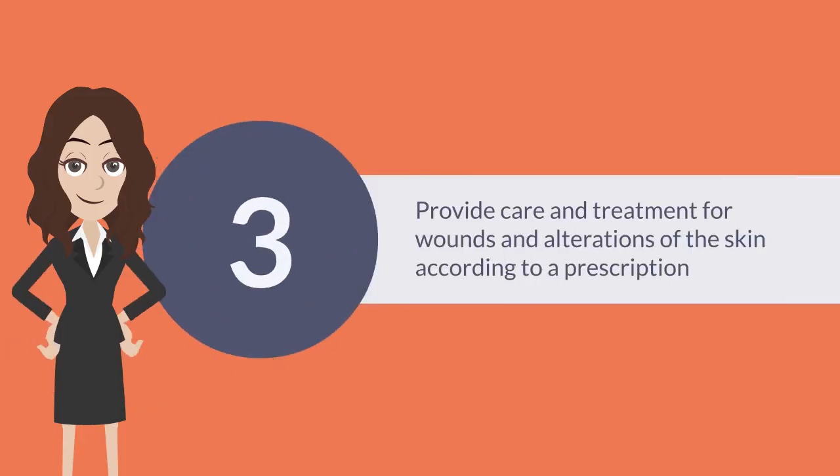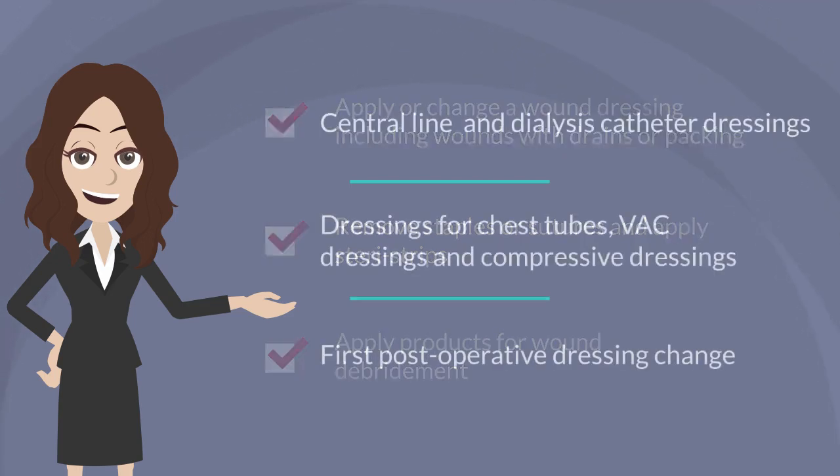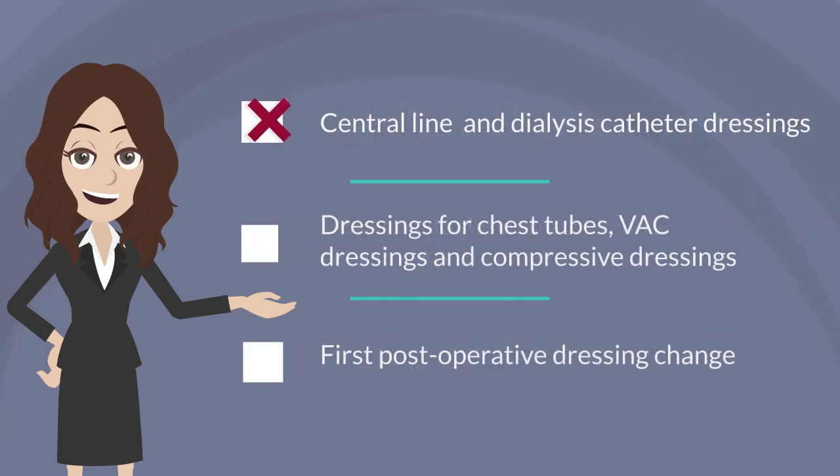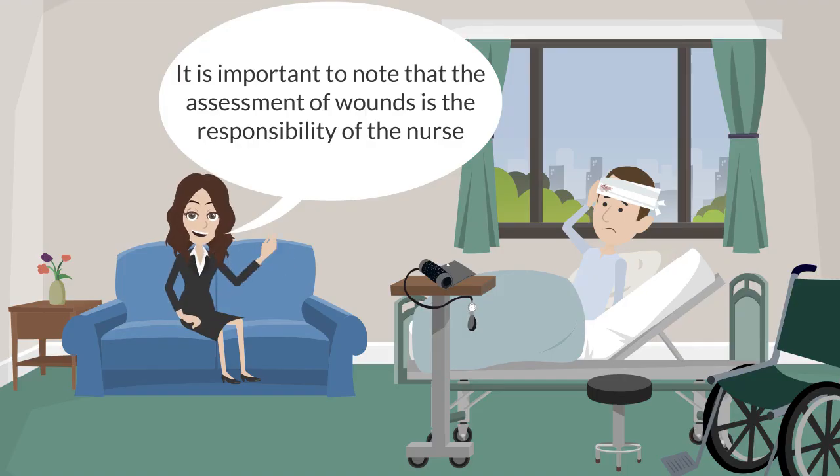3. Provide care and treatment for wounds and alterations of the skin according to a prescription. LPNs can apply or change a wound dressing, including wounds with drains or backing, remove staples or sutures and apply steri-strips, apply products for wound debridement. There are some restrictions. LPNs cannot manage central line and dialysis catheter dressings, dressings for chest tubes, vac dressings, compressive dressings, and the first postoperative dressing change. These are managed by the nurse. It's important to note that the assessment of wounds is the responsibility of the nurse.